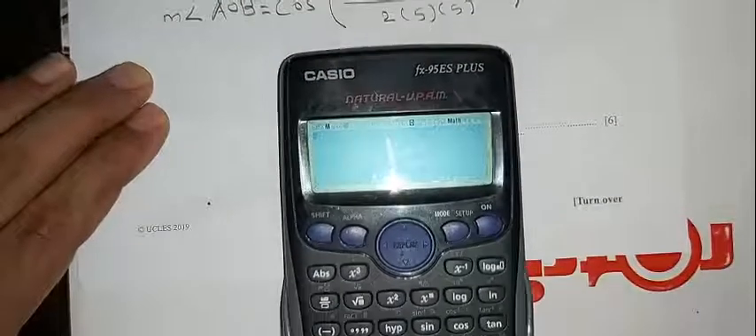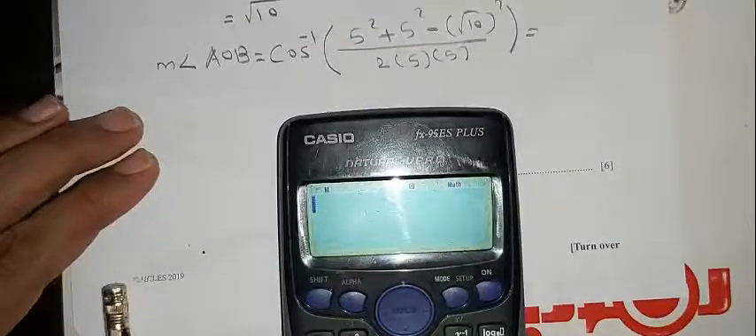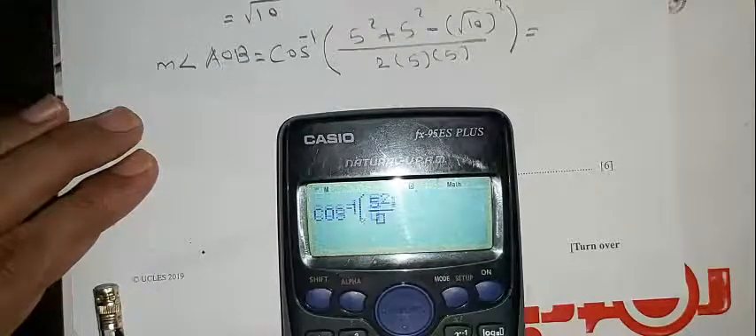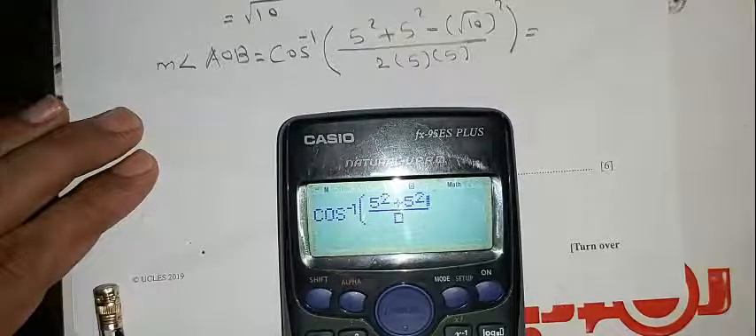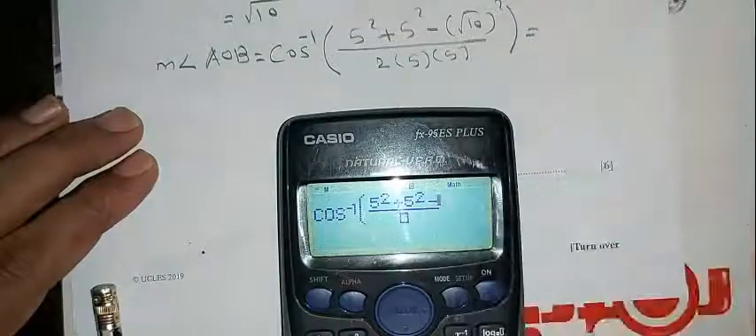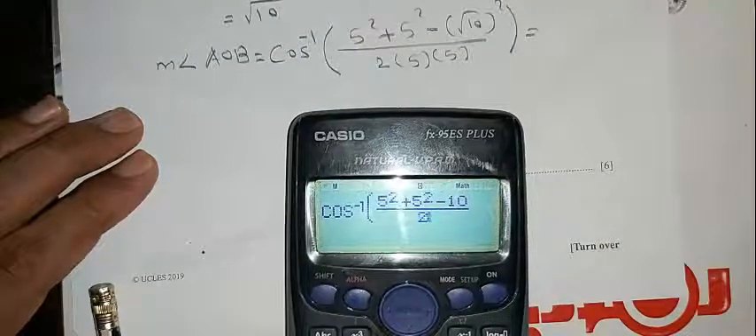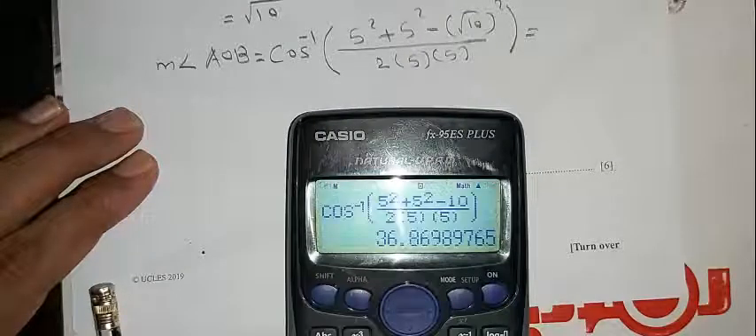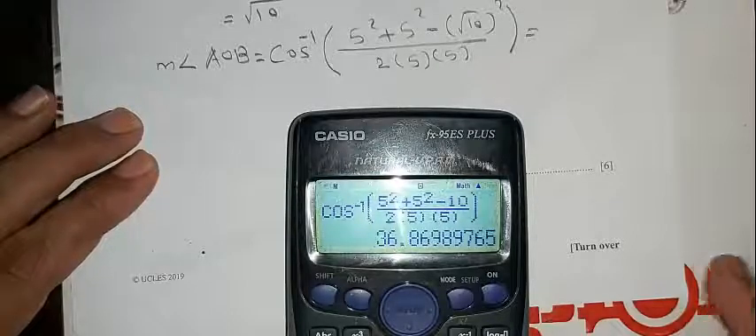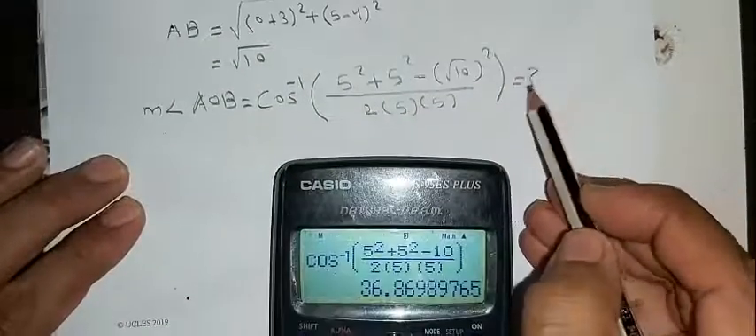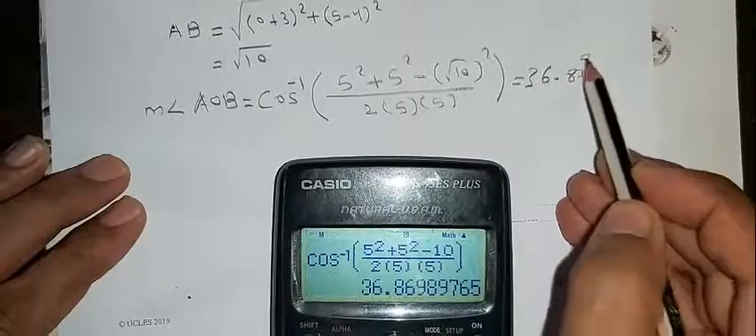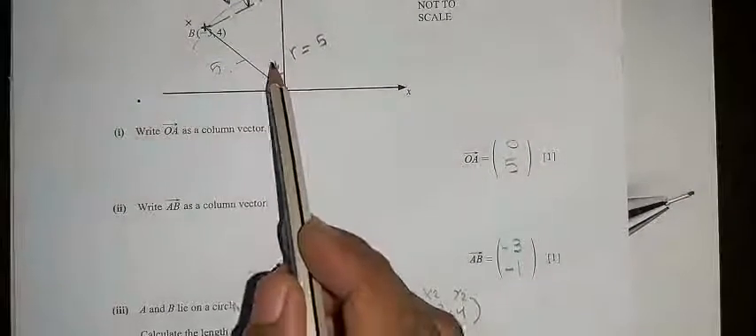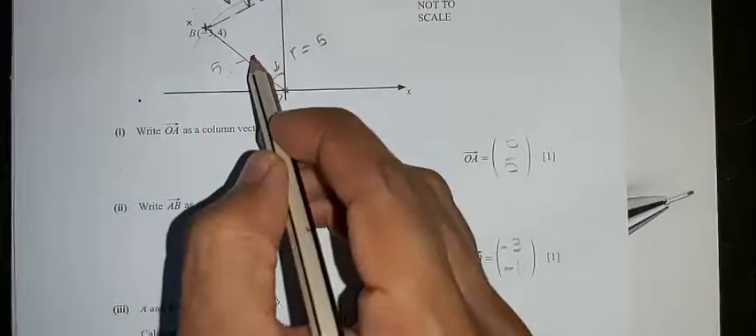In the calculator we will find this value. Shift cosine of 5 squared plus 5 squared minus square root of 10 squared, which is 10, over 2 times 5 times 5, and close the bracket. This equals 36.87 degrees. So we know here the size of this angle, 36.87.